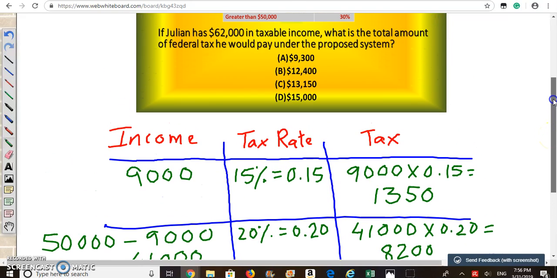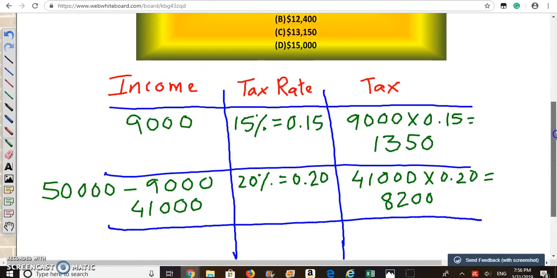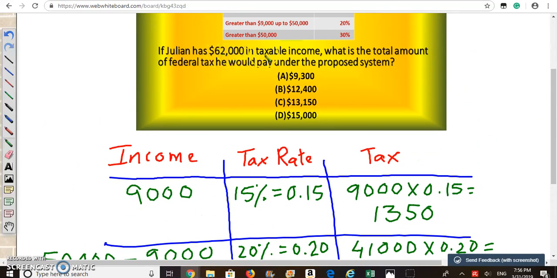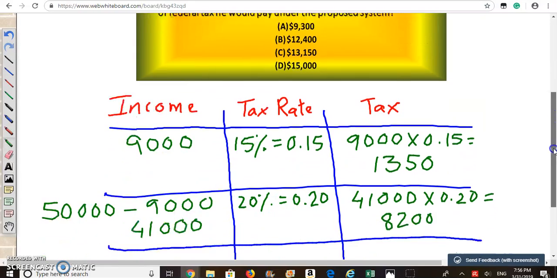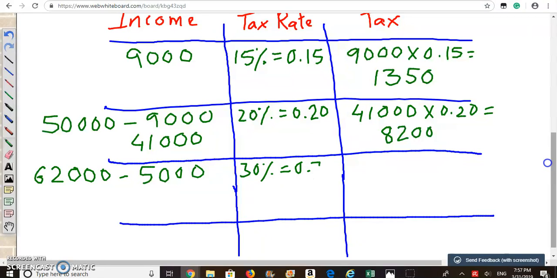Now what is the third bracket? The third bracket is greater than 50,000. Julian will have to pay 30%. So what is the income for Julian? It is $62,000. So what is 62,000 minus 50,000? We'll calculate that, and for that the tax rate is 30%. 30% means 30 divided by 100, which means 0.30.